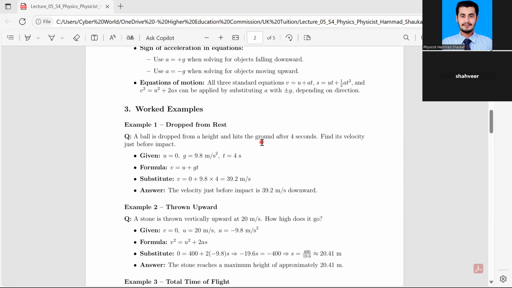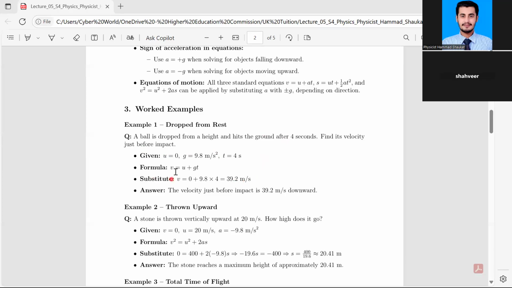That's good. So here the initial velocity is zero and the time given is 4 seconds. They are asking you to find the velocity, which means the final velocity just before the impact on the ground. So you have to find the value of v. If time is given and you are asked to find the final velocity, which equation of motion do you have to use? The first one. Yes, the first one.